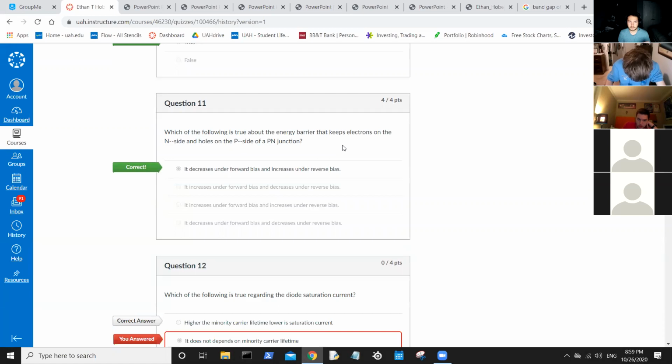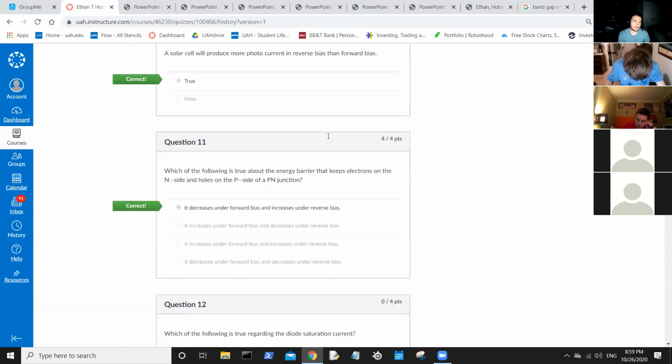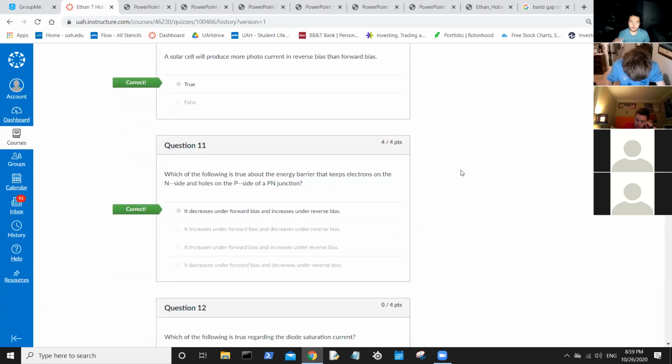This is our first actual multiple choice question, by the way. I believe all the true or false, that was all 10 true or false. And now we're going on to the 20 multiple choice.